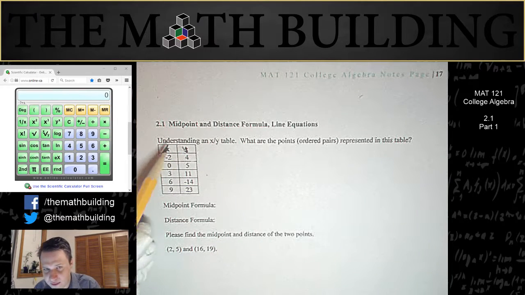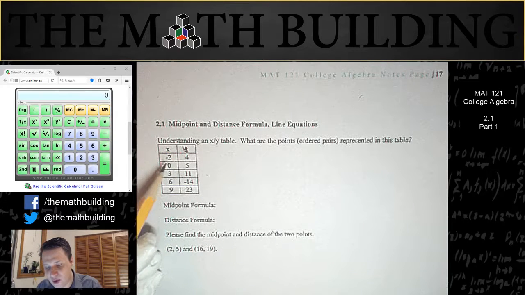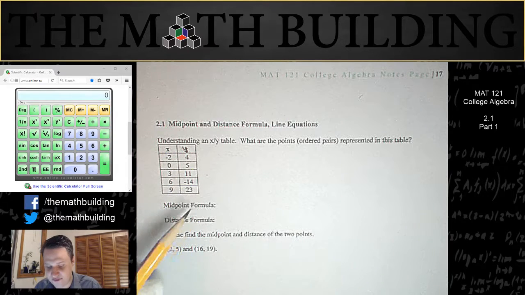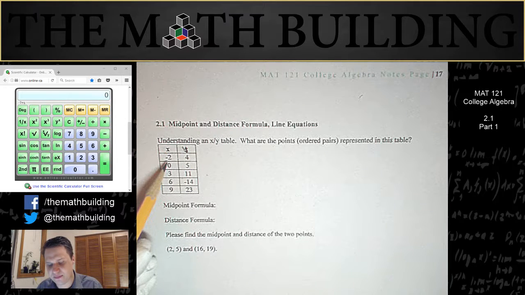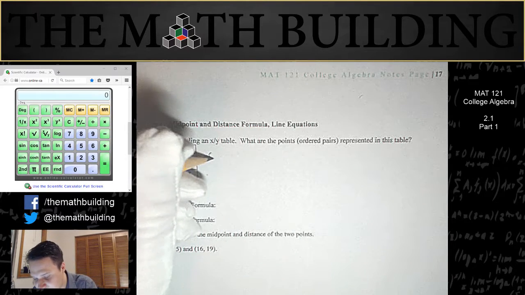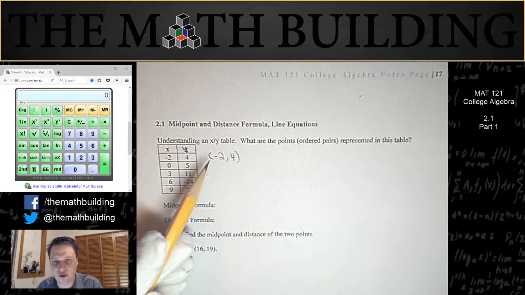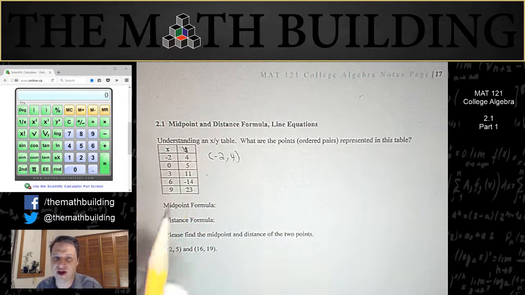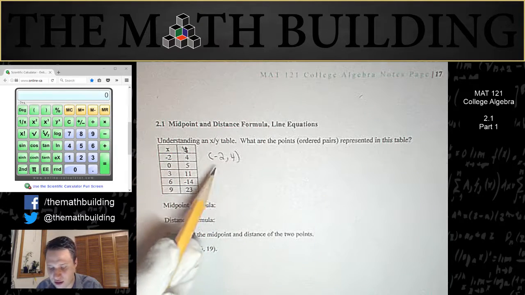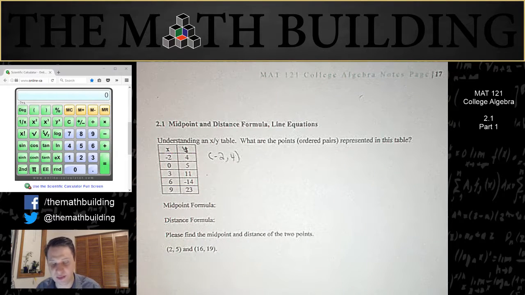Before we get to those, it's important to understand what an XY table is. An XY table is a way of representing points on a graph. The X column is for the X value, the Y column is for the Y value. So when you see this, you should recognize that this is the point (-2, 4). It's important to realize this is not an interval, not like the intervals we did in previous sections. This is the coordinate (-2, 4) on the coordinate xy plane.